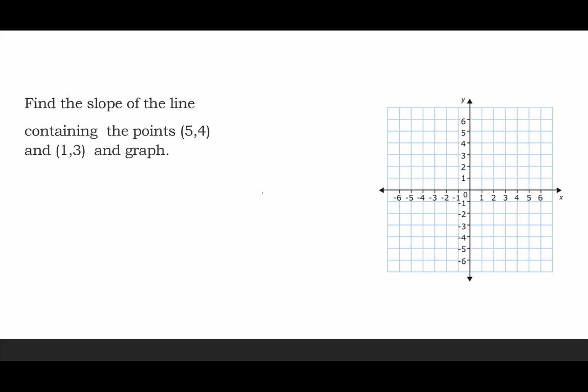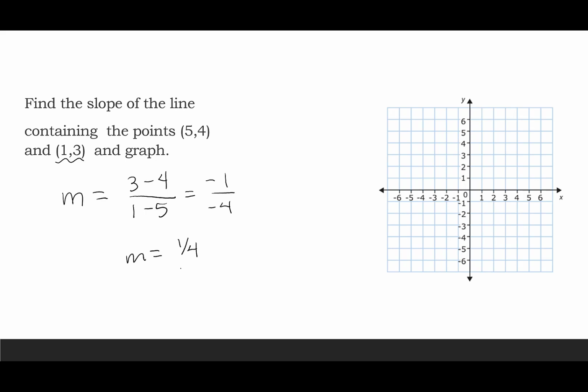So let's try it again. This time find the slope of the line containing the points 5, 4 and 1, 3. Our slope, I'm going to use 1, 3 as my second point. I have 3 minus 4 divided by 1 minus 5. 3 minus 4 is -1. 1 minus 5 is -4. A negative over a negative is a positive, so I have a positive slope of 1/4.